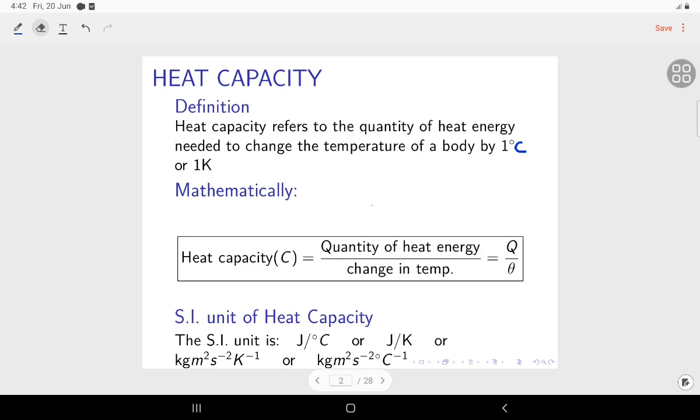Now, from the formula, we can look at the SI unit of heat capacity. We can get the SI unit from the formula. Heat is a form of energy, so its unit is joule, and the change in temperature is still temperature. So it's joule per this, or you can talk about this or this. Now, why do we have these units? Let me go to the next page and show you why we are saying the unit of heat capacity is any of these four expressions.